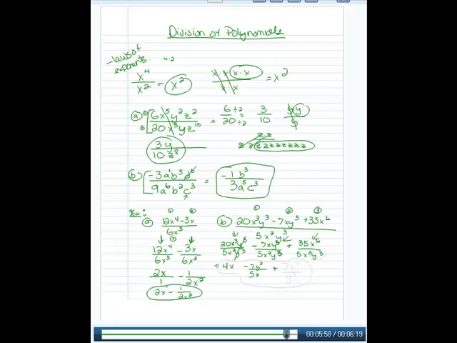And then lastly, 35 divided by 5 is 7. X to the 6th divided by x squared is x to the 4th. And I have a y cubed here at the bottom. I'm just going to leave it because there's nothing to combine it with. And that is my final answer.